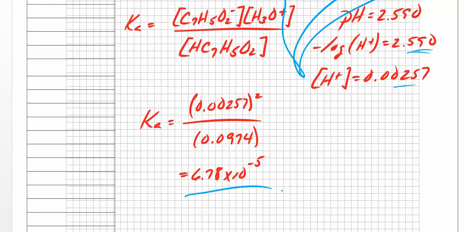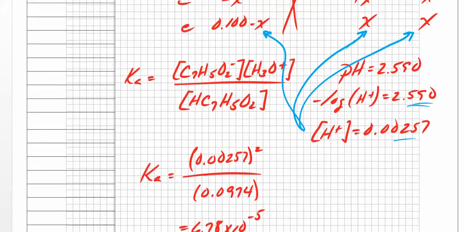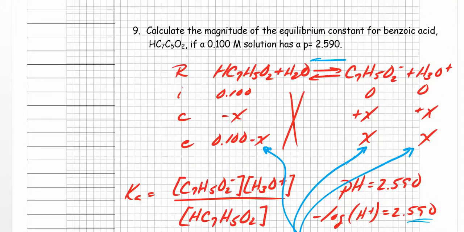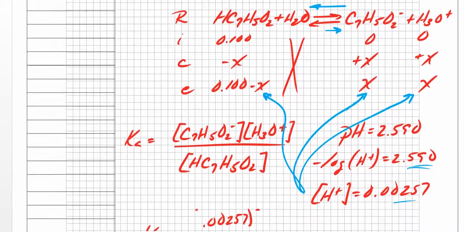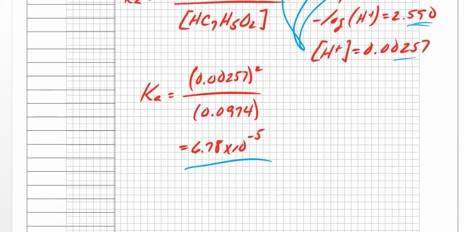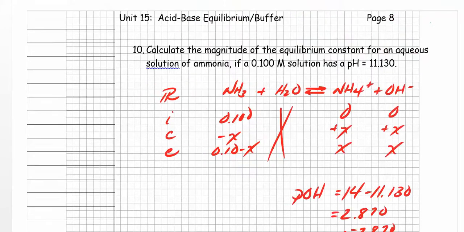So that means that the equilibrium lies further to the left than it does to the right, right? It's not equal going backwards and forwards. It's further to the left than to the right. So I expect to see a small number, and that's indeed what I get. I get a small number for that Ka, all right? Hope that makes sense. Let's move on to the next one.